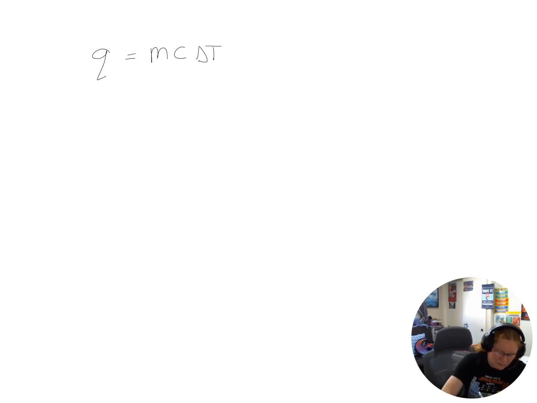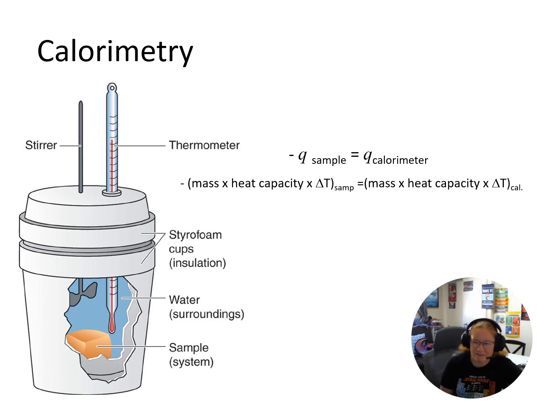Okay, and so remember, first law of thermodynamics, energy is neither created nor destroyed. So whatever sign one has, the surroundings have the opposite sign. Okay? So how do we do these sorts of experiments? Well, we look at something called calorimetry. Now, there's two types of calorimetry that we can do. There is the classic coffee cup calorimetry. So this is a coffee cup calorimeter.